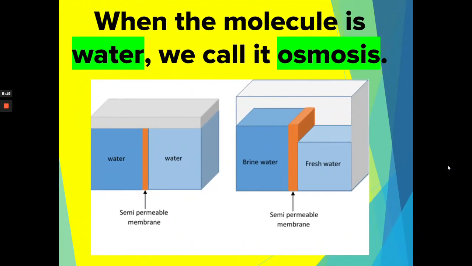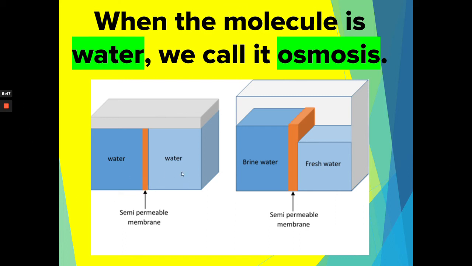Okay, next, water can also move across the semi-permeable membrane from a high concentration to a low concentration. And this occurs through areas called aquaporins. So it's kind of like water pores that are in the cell membrane. Now, when water is moving, we call it osmosis.